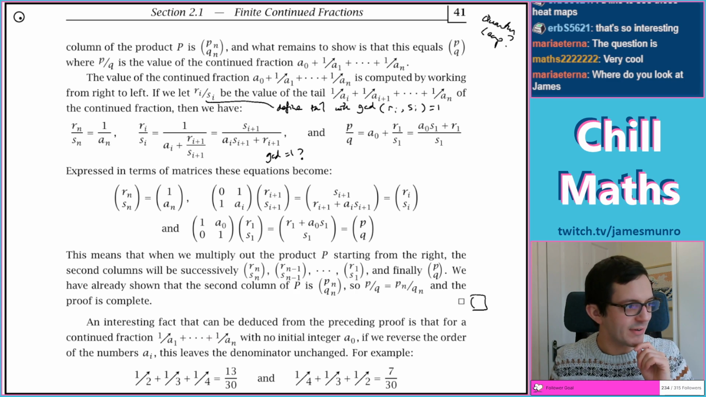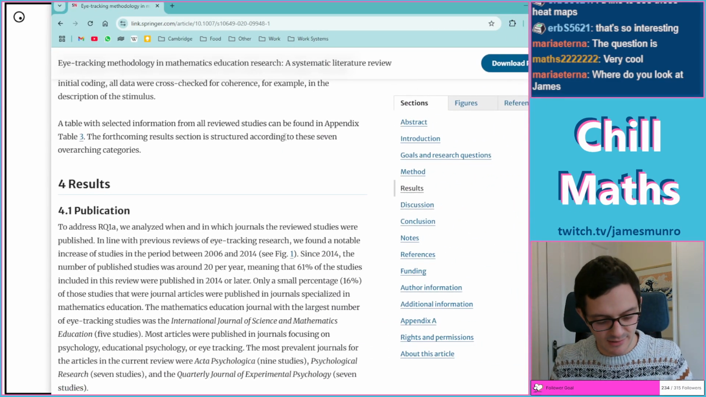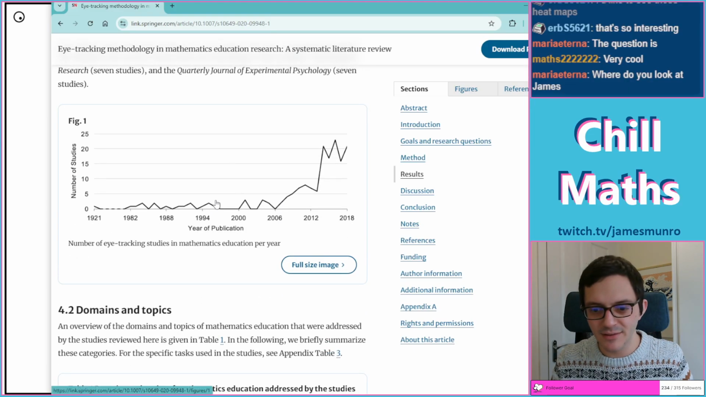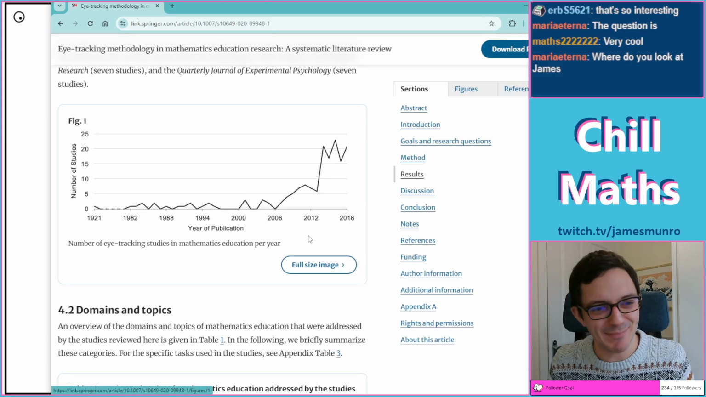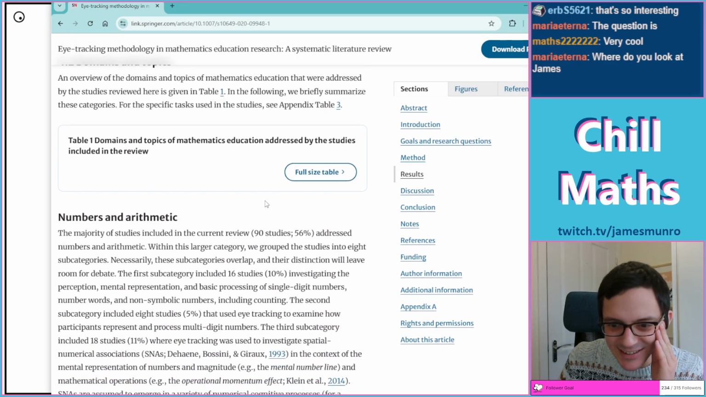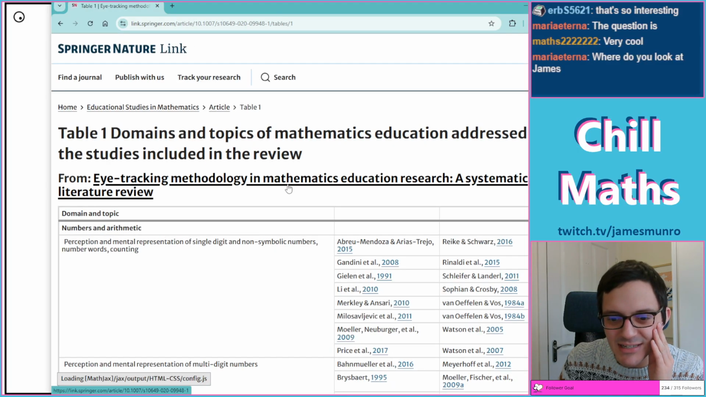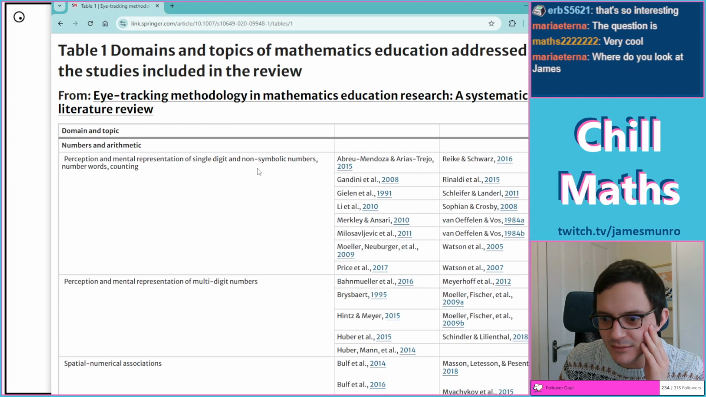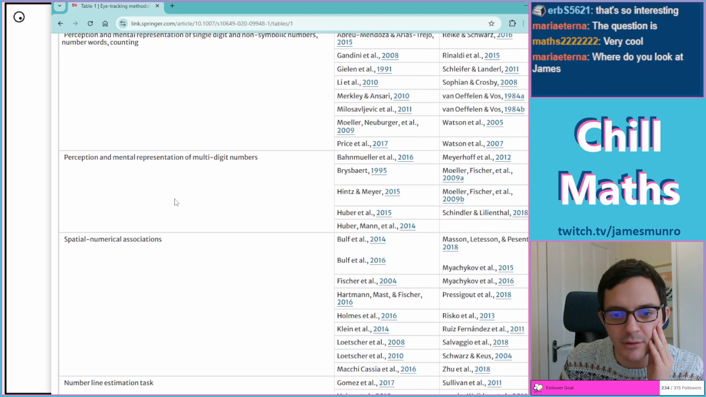This is a review, so I found a review with a number of studies, which is kind of bad news for me, finding the one I want. Yeah, full-size table, please. Ooh. What was it about? No.